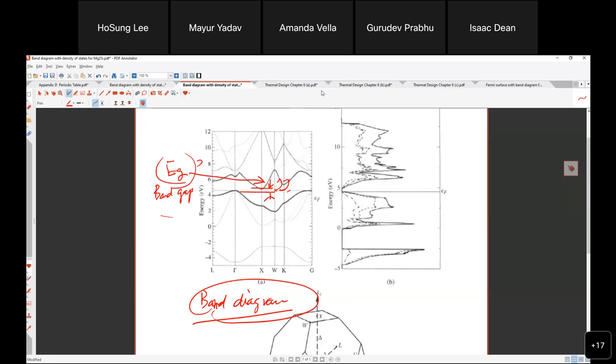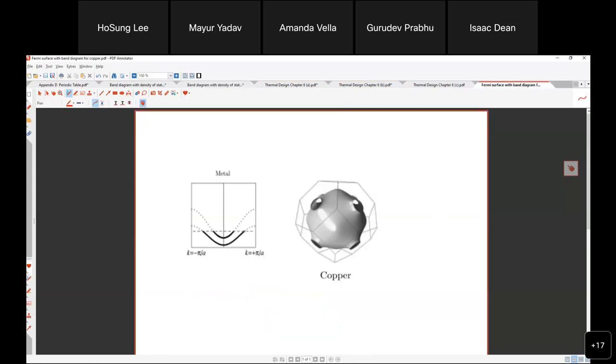Now, this is so important. The Fermi surface, now we understand a little bit. This is the Fermi energy surface in terms of the Brillouin zone, the first Brillouin zone. And this is everything. Once we have this, because it repeats, this unit is the whole entire thing because of k-space.